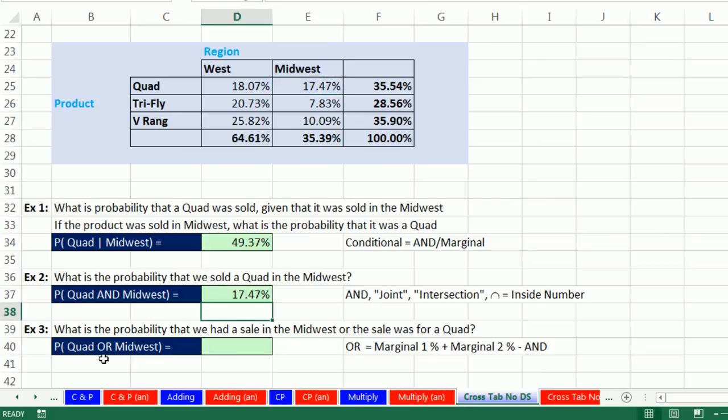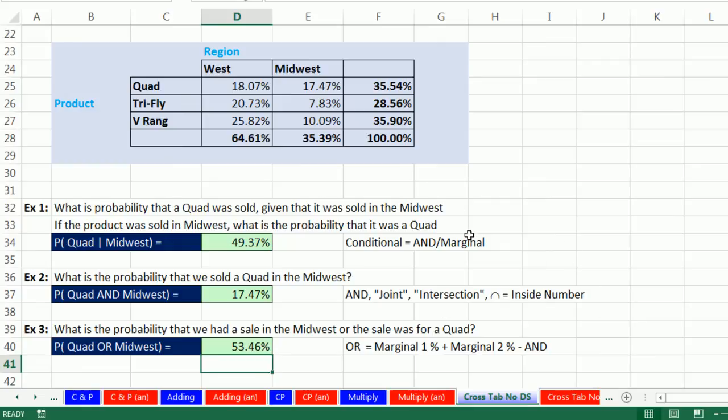And now our or, same thing. We're going to have to add, subtract. Whatever the first marginal percentage is plus the second marginal percentage, and subtract the and. So here we go. Quad or Midwest. There's some overlap. Quad plus Midwest, and subtract the overlap. We do not want to double count, and enter. So 53.46%.